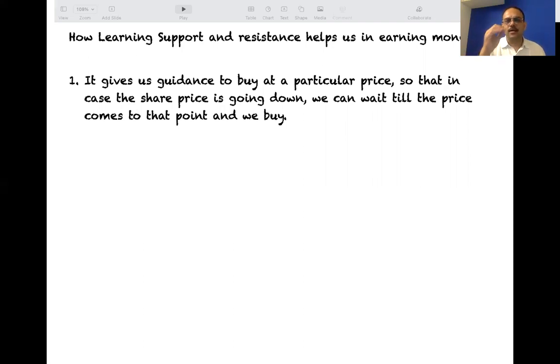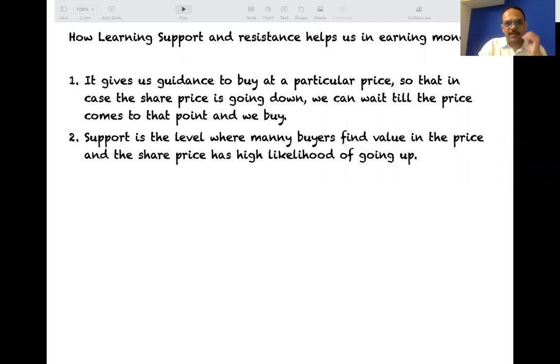Again, we have to wait till the price comes. Support is a level where many buyers find the value. So buyers jump in, and you want to jump in along with the other buyers. When all are buying, the price will not go down, right? If lots of people are buying at that point, the price will not go down. It will sustain at that level, and most likely it will go up. But if you are the only buyer and others are not interested in buying at that level, there is a likelihood that it will go down. So you want to buy when other buyers are buying.